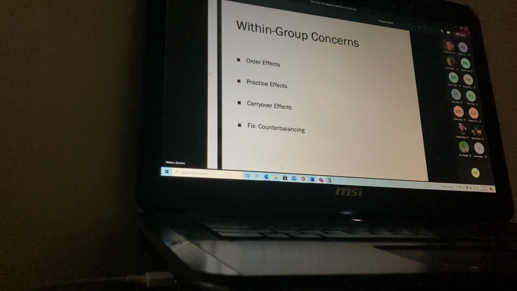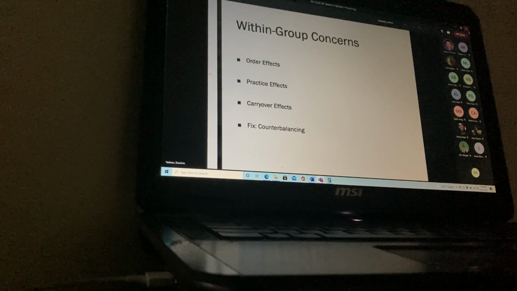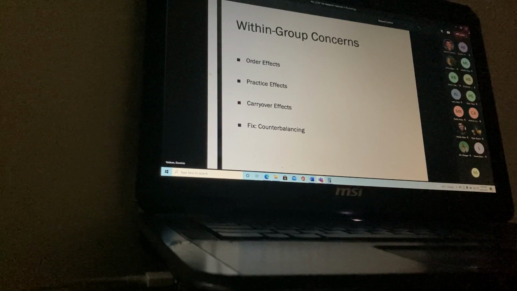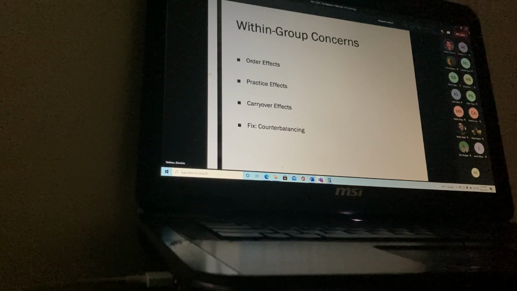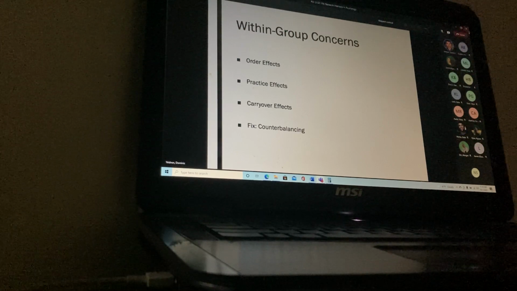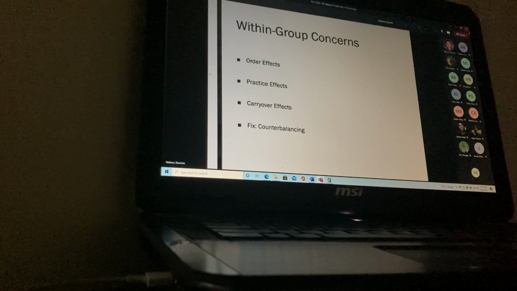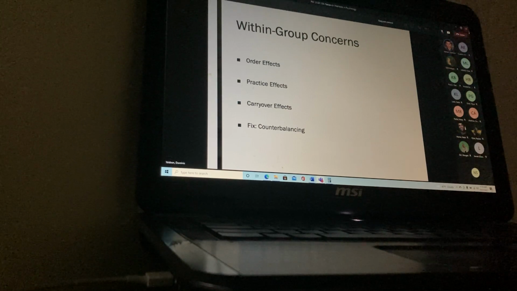If you gave them the sham stimulation first and they were way more likely to actually come back for the active stimulation for whatever reason, that would be an order effect. And that can have a huge impact on the results, right? A practice effect is when you get used to whatever the manipulation is, and that impacts the second time that you're exposed to it, or to a different level of it.